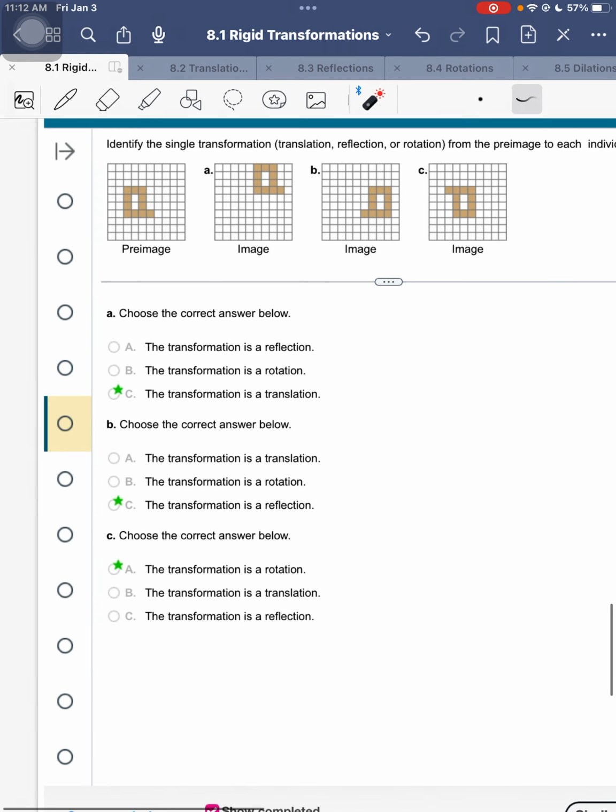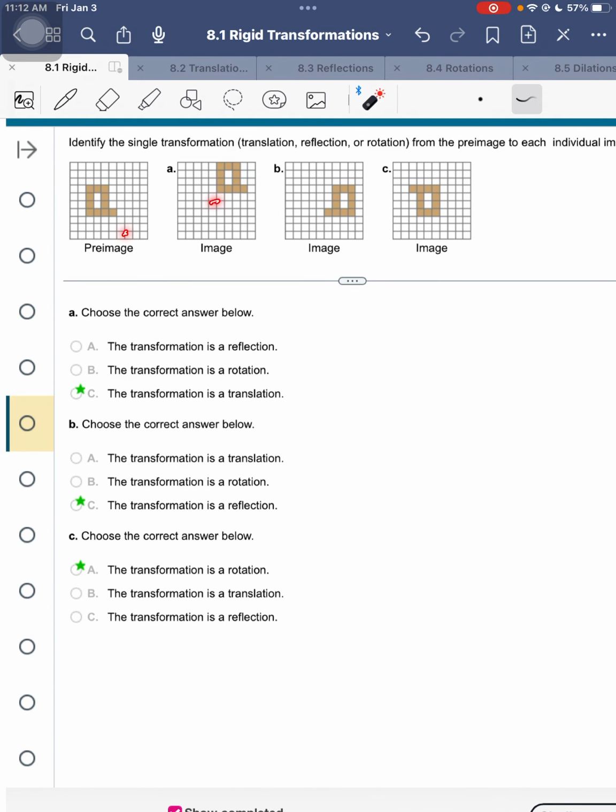Once again, same thing. From the pre-image to A, it looks like it was just a translation. It just went up and then to the right. Here, it looks like a reflection. Yeah, it probably reflected over this line. And now from this guy to this guy, it looks like I had to rotate around this way. Okay?